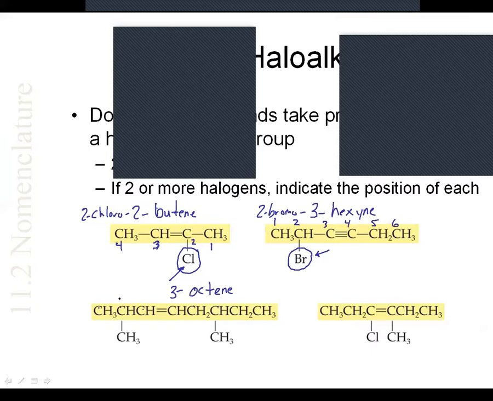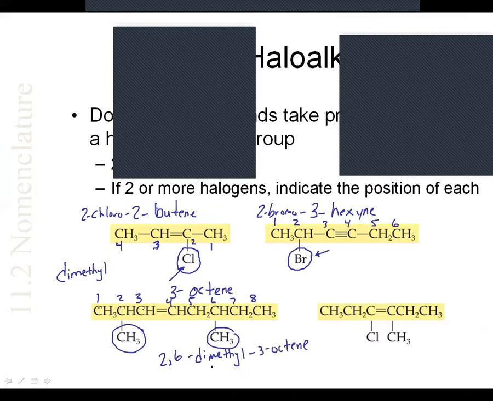Since we have to go this way for our double bond, that means our groups are going to be numbered off of this. And that means at carbon number 2, we have a methyl group. At carbon number 6, we have a methyl group. And again, that is 2 methyl groups in the same compound. That is how we get to dimethyl. So putting all that together, at carbon number 2, comma, carbon number 6, there is dimethyl 3-octene. Putting all that together.